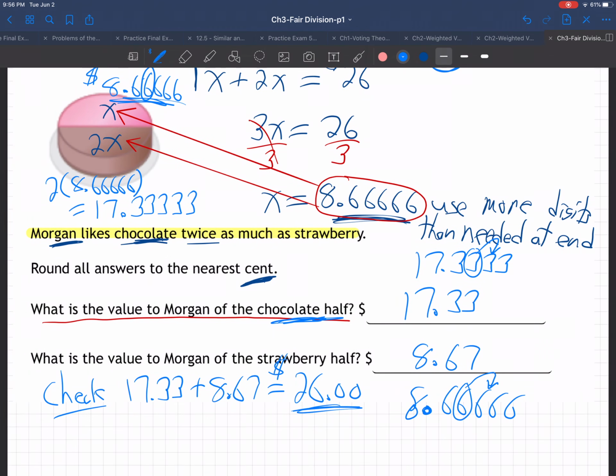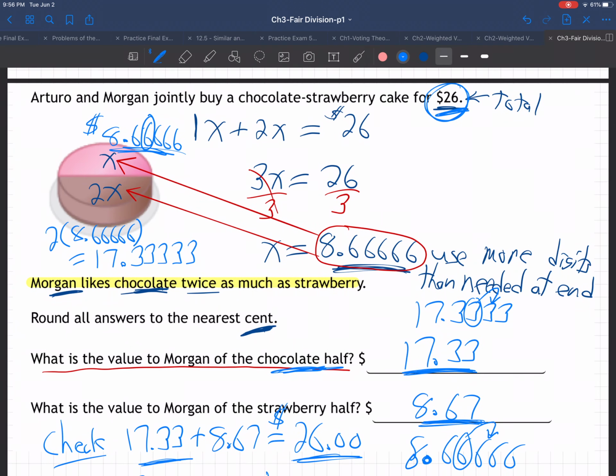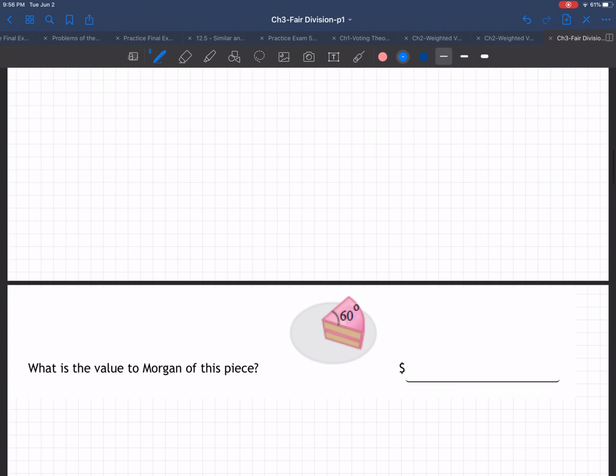And if you take $8.67 and multiply it by 2, you get $17.34. The only reason it didn't come out $17.33 is because of the rounding. So it's basically twice. So this fits perfectly what Morgan is saying. Her chocolate half is worth twice as much as the strawberry half, for a total cake value of $26. See how that worked? Now we have 2 more questions to go.